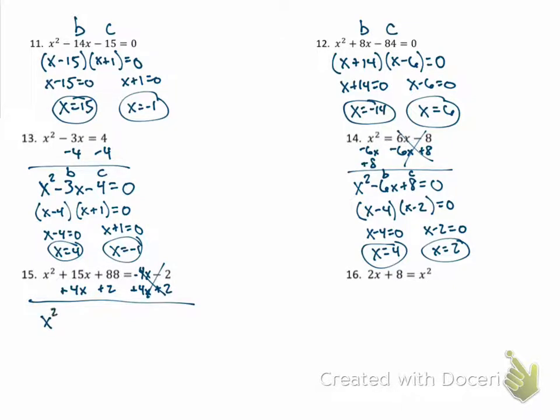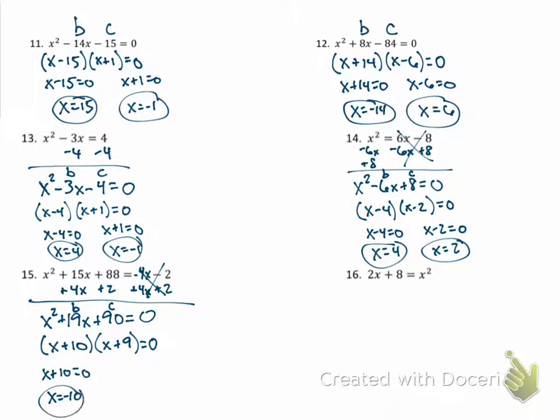So I'll have x squared. Put the x's together, I'll have 19x. Put the constants together, I'll have 90. And then the right side is equal to 0. So I can go ahead and multiply to C, add to B. Two numbers that multiply to 90 and add to 19 are 10 and 9. I solve. X would equal negative 10. And x would equal negative 9.